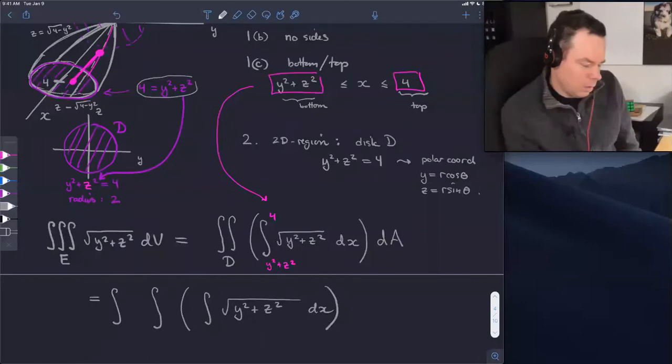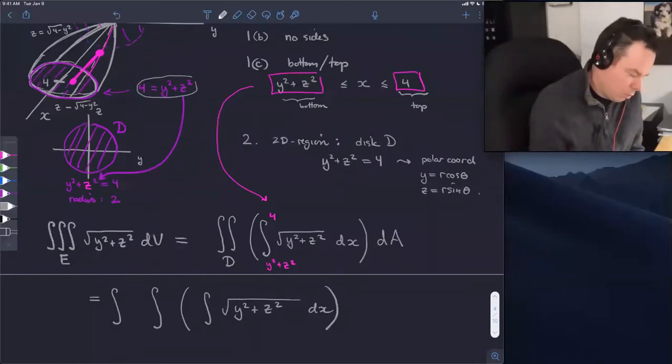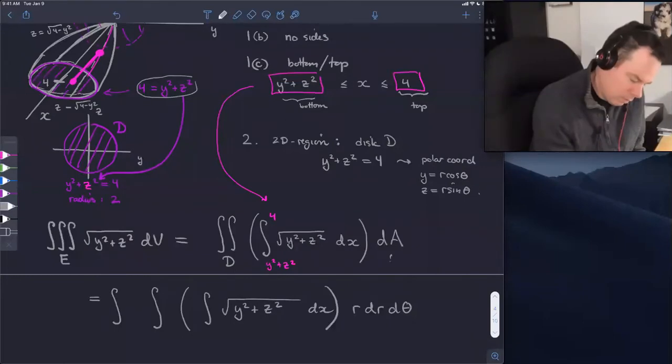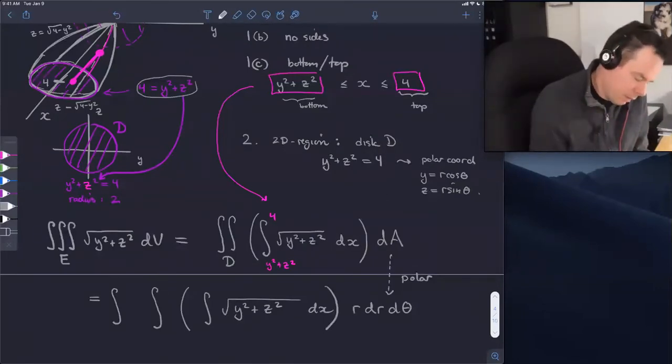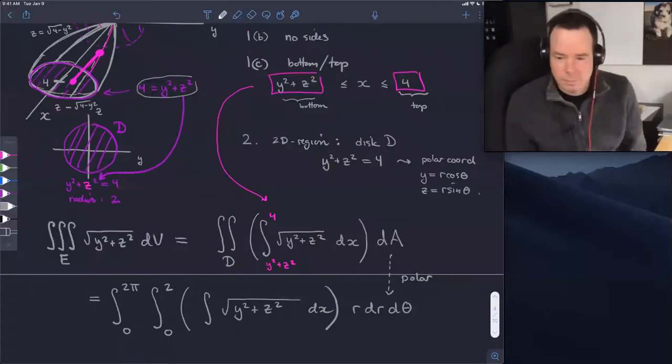For the outer integral, we are going to use polar coordinates, and we're integrating over that purple region D. For polar coordinates, our area element becomes r dr d theta. That's because we're doing polar coordinates, so we have to change our area element to represent the polar area element. And then r goes from 0 to 2, and theta goes from 0 to 2 pi, and that'll sweep out the area region.